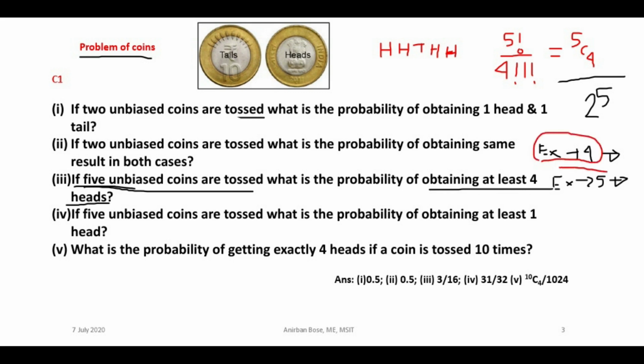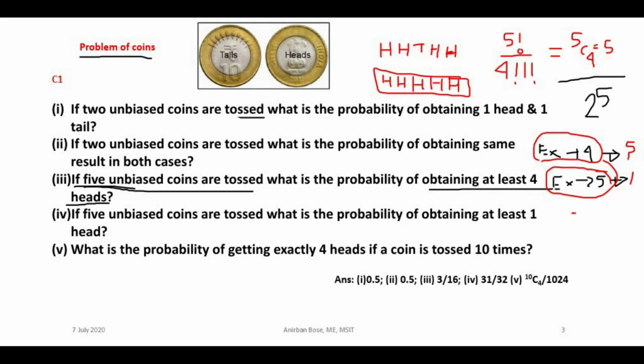Now what is exactly 5? Exactly 5 heads means the case which has 5 heads: 1, 2, 3, 4 and 5. Obviously only one case is there, right? So 5C4, which is 5C1, is equal to 5, so these cases are 5 and these cases are 1.